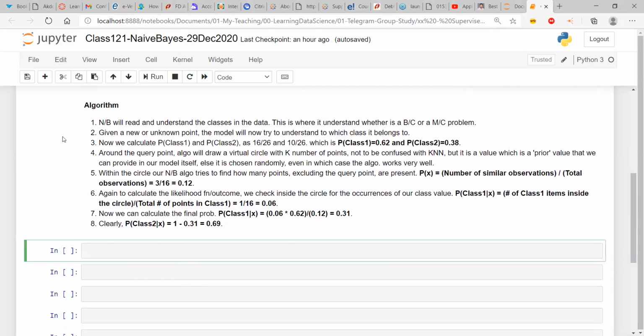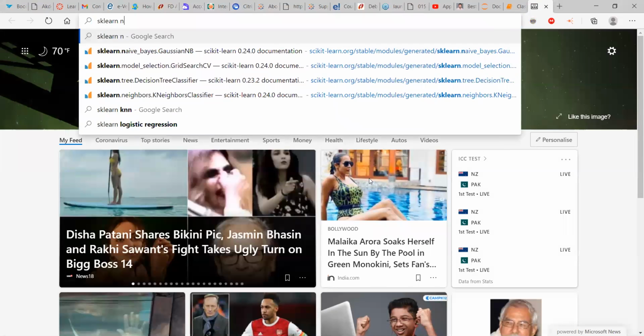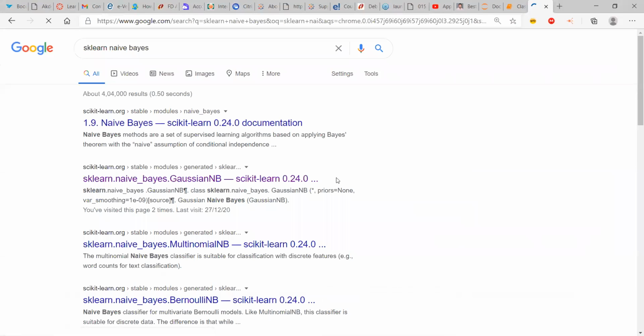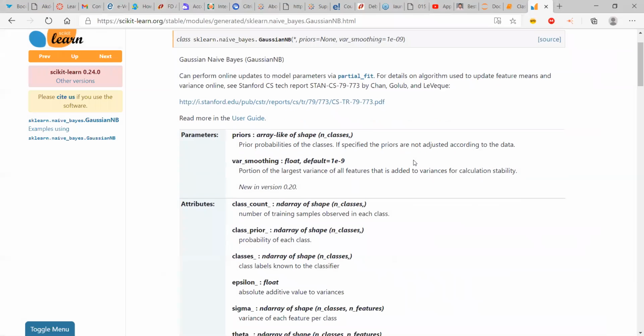Yeah, it's clear. But I have a question. So you're saying that we will pass the value of k and then we will have multiple answers. How are we going to decide which one is better? We can decide basis the grid search cross validation kind of thing, right?